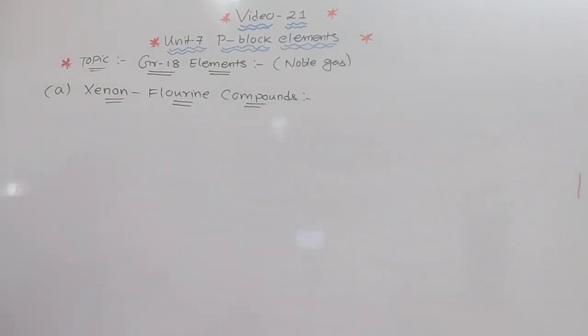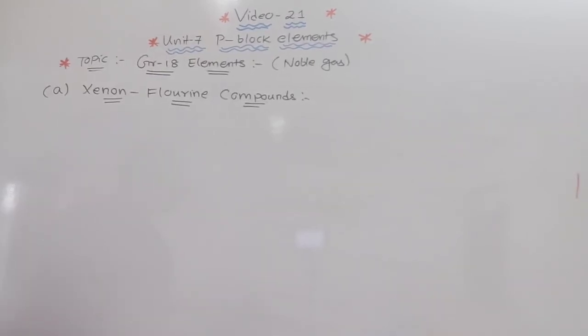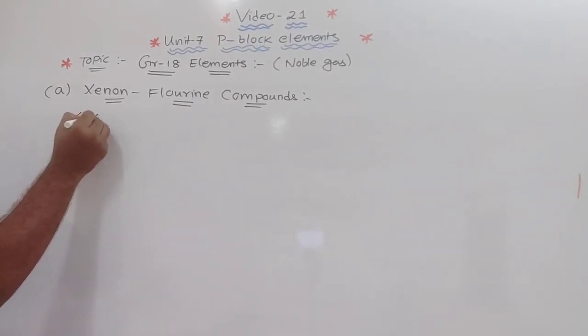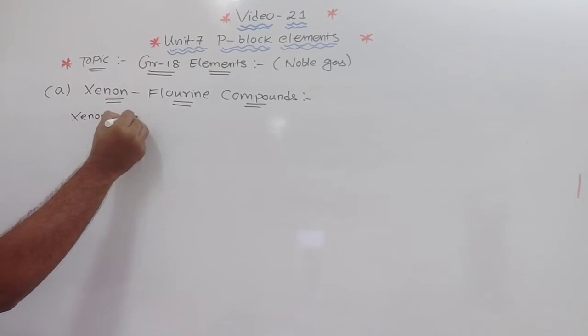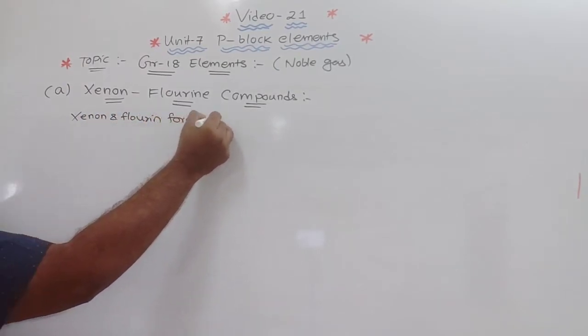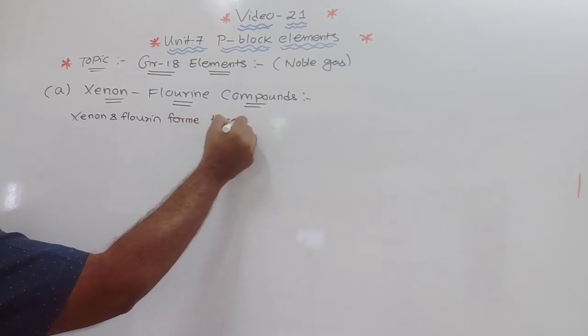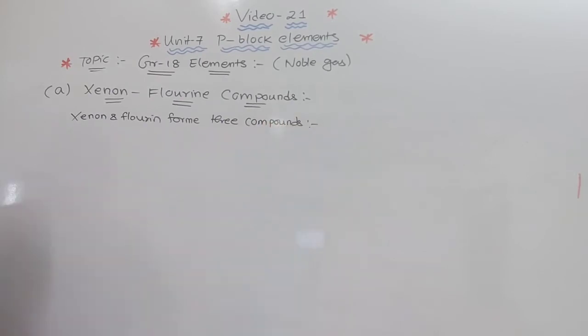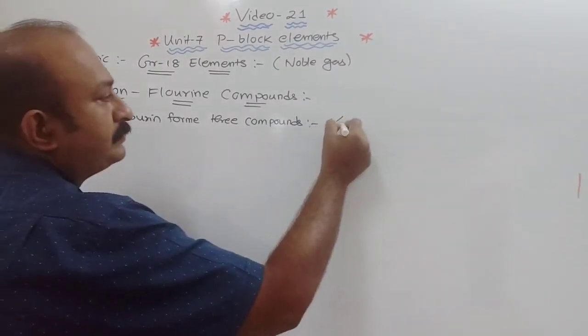When we talk about xenon fluoride compounds, xenon and fluorine form three compounds. Clear? Now, these three compounds are XeF2, XeF4 and XeF6.